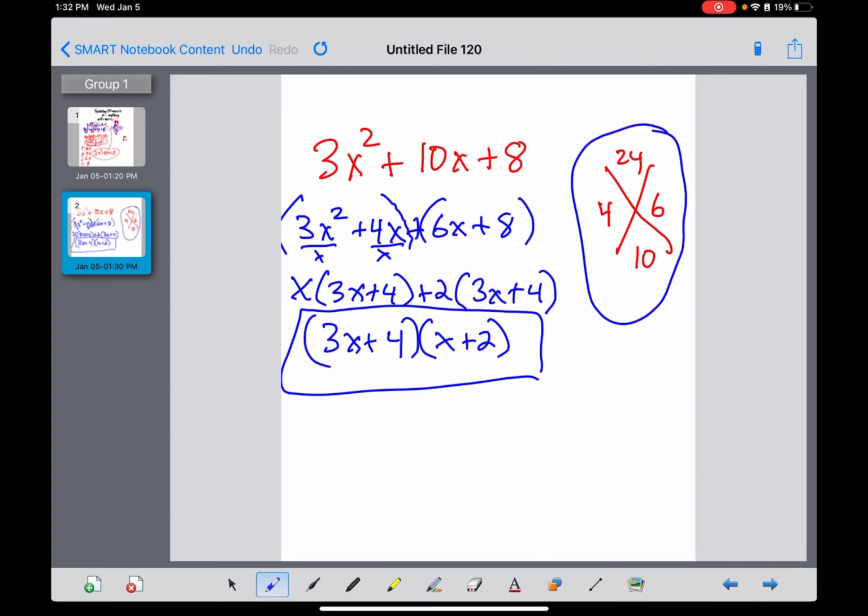Most of you were getting really good at doing that. It's just the same thing. But now we have to rewrite that middle term. And we've got to get used to rewriting that middle term. Okay, let's look at another example.